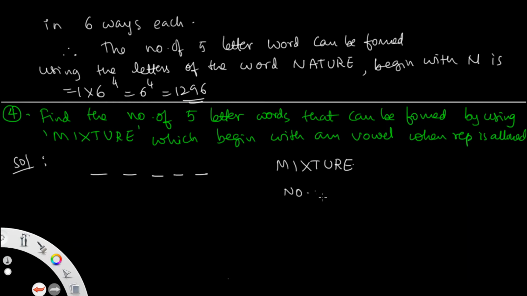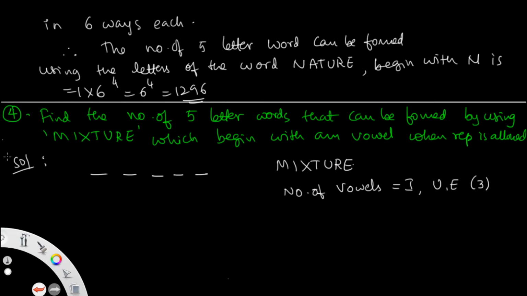So let us see, the number of vowels here, how many are there? I is there, U is there, E is there. So 3 vowels are there. And then we are left with how many letters? Total 7 letters: 1, 2, 3, 4, 5, 6, 7. And the 4 blank places can be filled with 7 to the power of 4 ways. Why? Because 7 into 7 into 7 into 7.